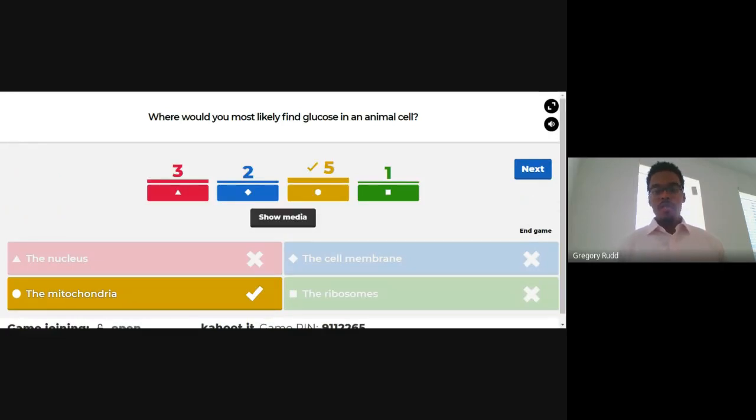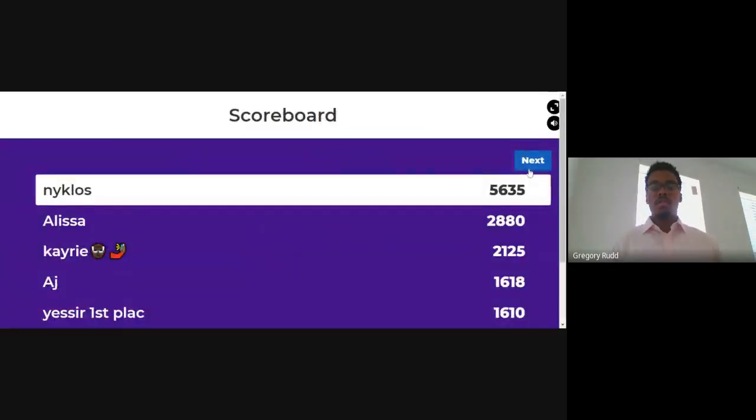Yep, again, glucose is needed to make sugars, and sugar is needed to make energy. So mitochondria are responsible for making energy, so that's where we can find the glucose.